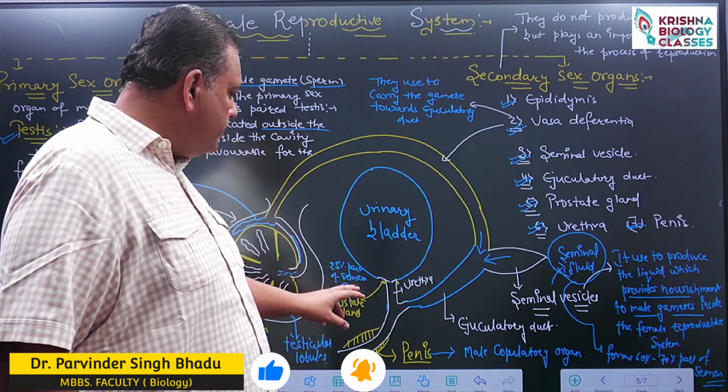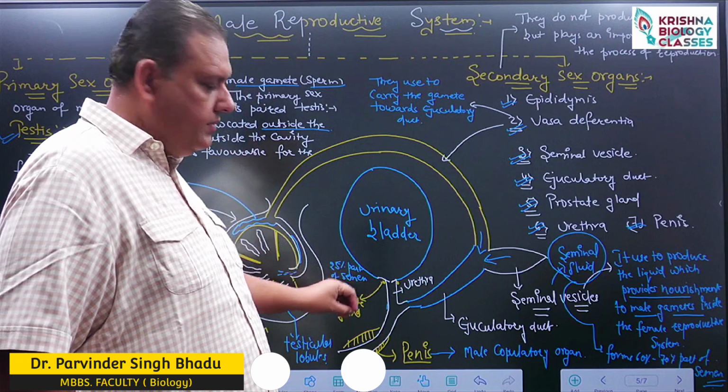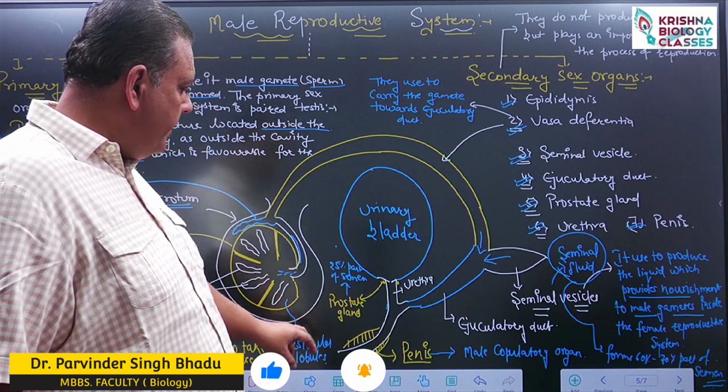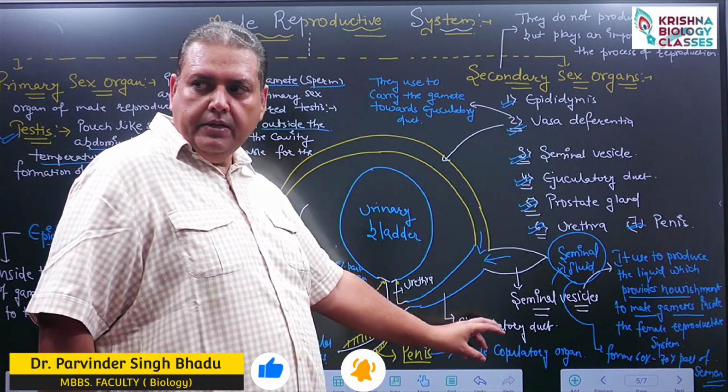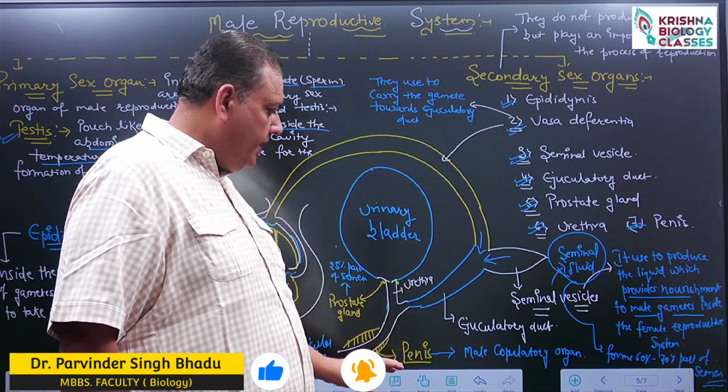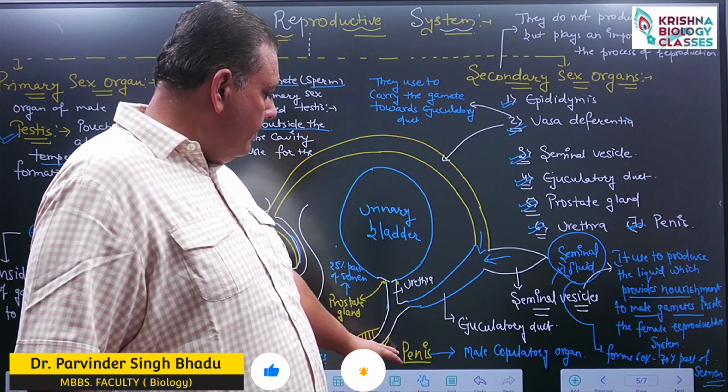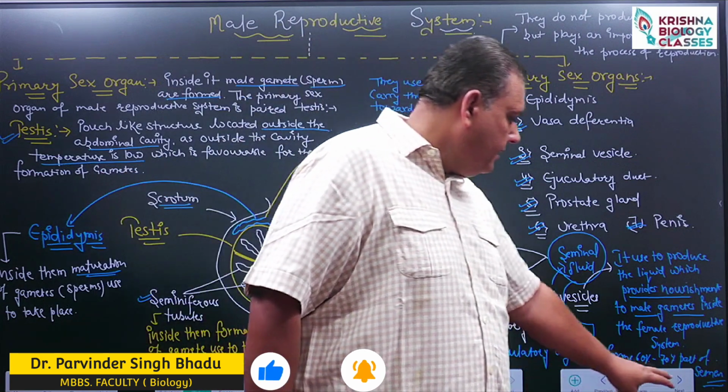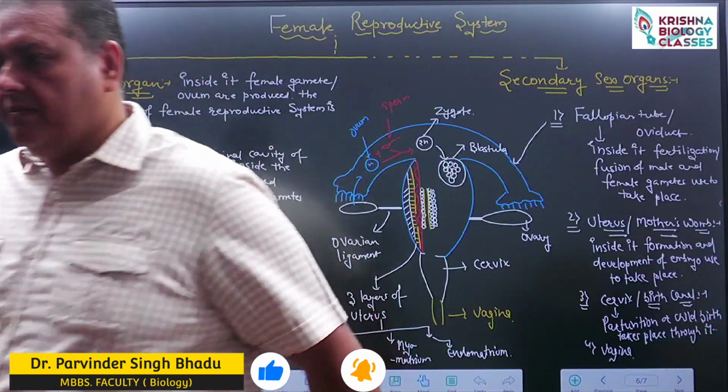Now, the prostate gland also releases the liquid which forms the 25% part of semen, and they are released inside the female reproductive tract with the help of the penis, which is known as the male copulatory organ.